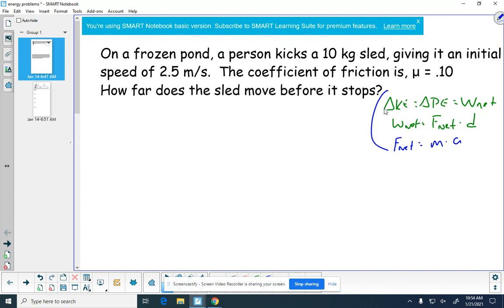On a frozen pond, a person kicks a 10-kilogram sled, giving it an initial speed of 2.5 meters per second. The coefficient of friction is 0.10. How far does the sled move before it stops? How far does it move before it stops?